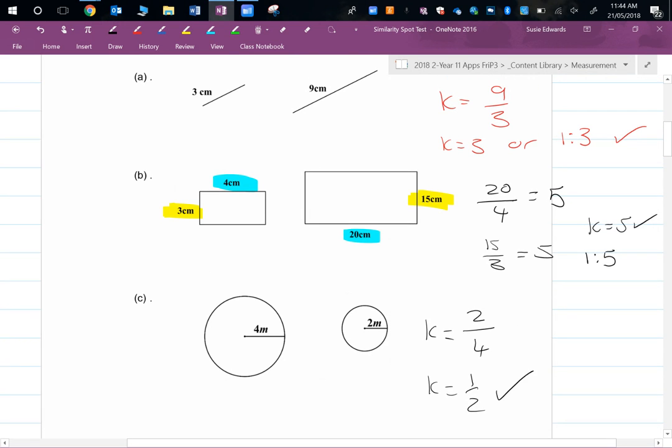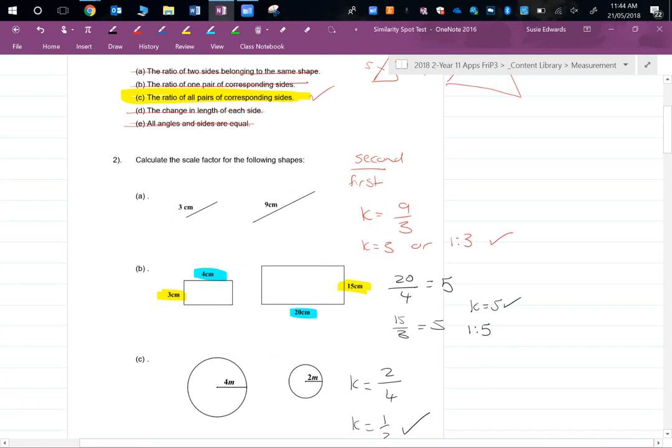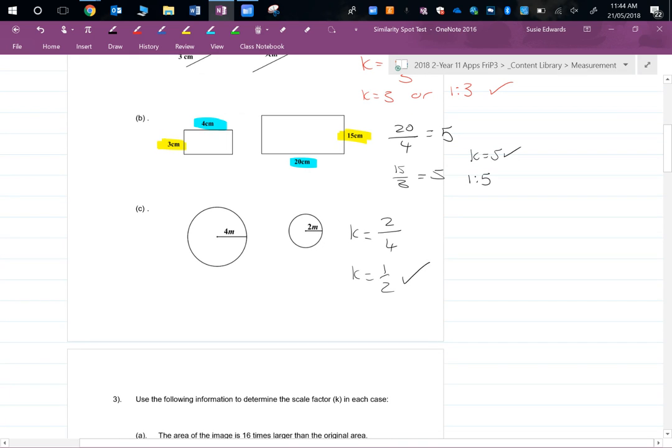This page, Jordan, stop. This page is worth 4 marks. Could you give yourself a mark out of 4 down the bottom, please? Or someone. Pardon?